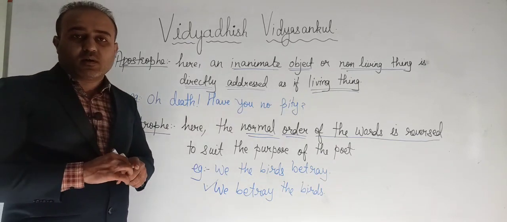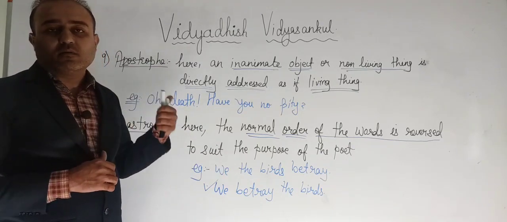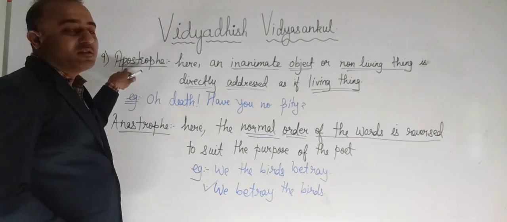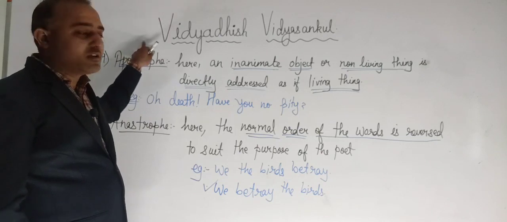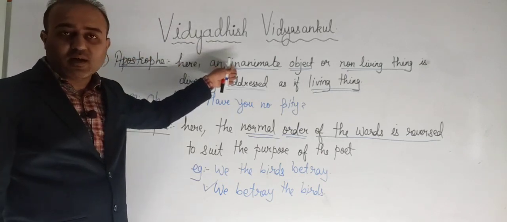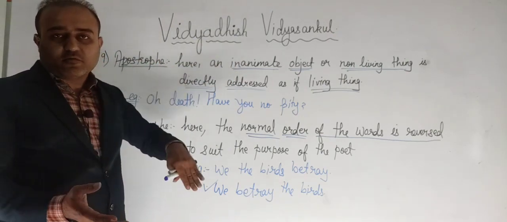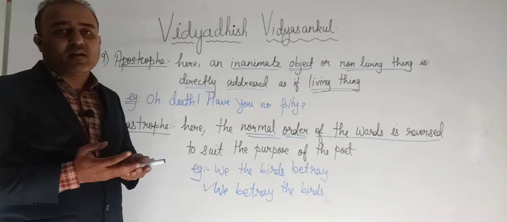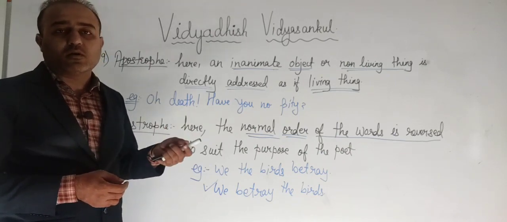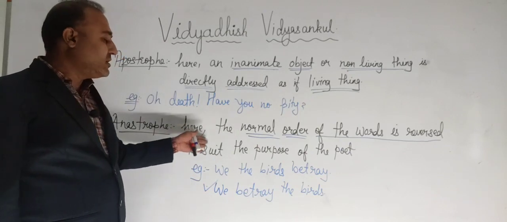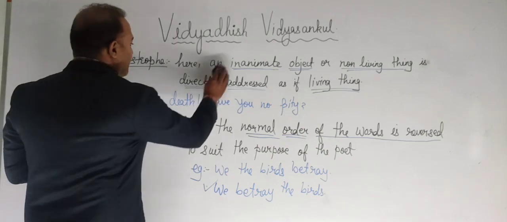Okay, so I hope both the figures of speech, that is apostrophe and Anastrophe, are clear to you. If you are given the word apostrophe, here it is P, apos, so we can relate it with personification. Personification is related with inanimate objects or non-living things. In the same way, apostrophe is also related with inanimate objects or non-living things. Anastrophe means there is a change in the order of the words, or the normal order of the words is reversed. When such a thing is done, the figure of speech used is Anastrophe. Okay, so let us proceed further.